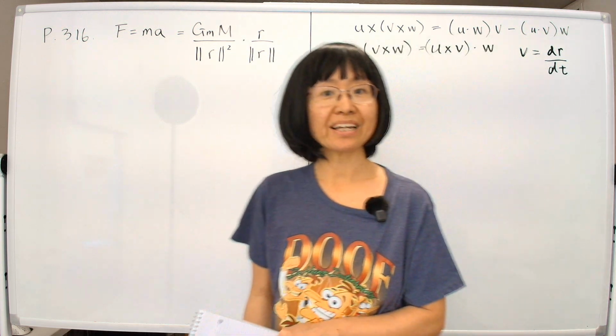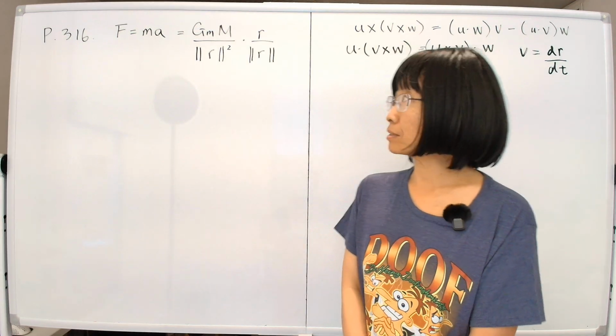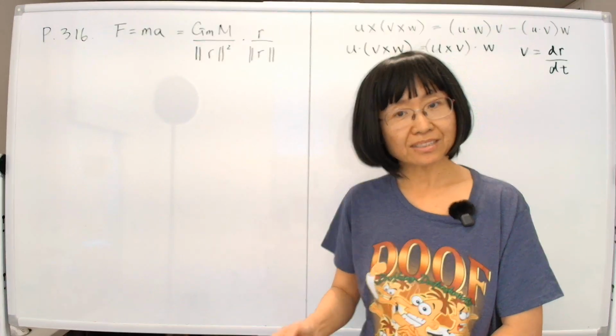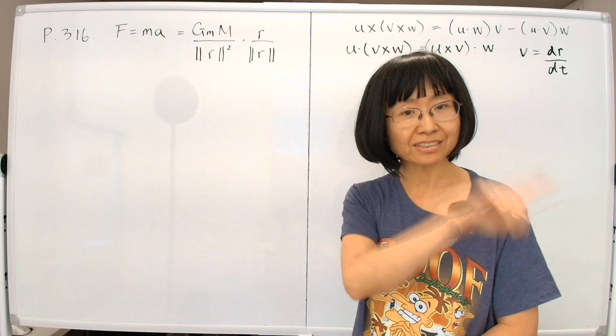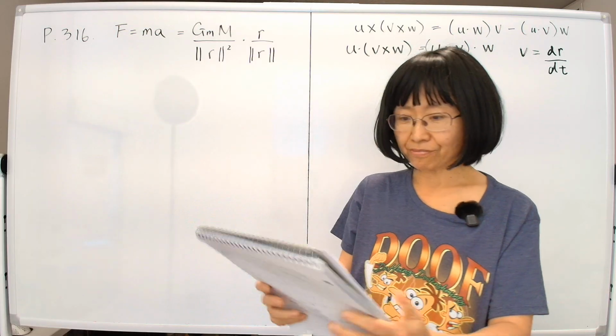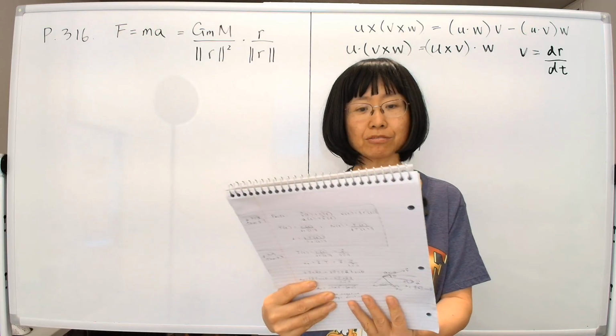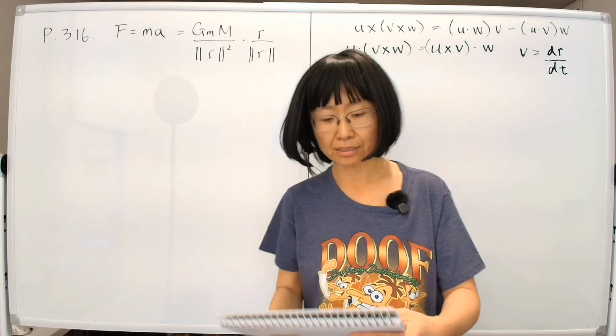Now continuing, let's go to page 316 where we're going to prove Kepler's law of planets, which states that a planet going around the sun has an elliptical orbit. To prove that, first I want to mention the quotient rule for vectors.